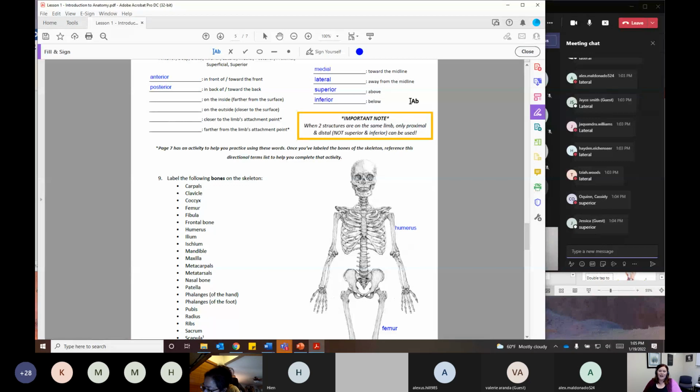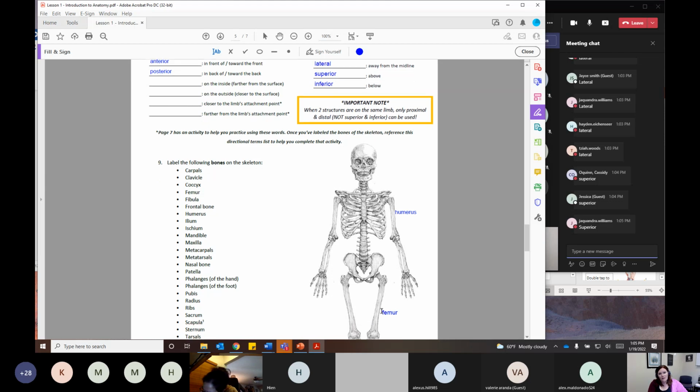Yeah, several of my friends in the chat beating me to it, right? So when I'm comparing the humerus to the femur, the humerus is above or it's superior to the femur. When we talk about the femur compared to the humerus, the femur is below or inferior to the humerus. So above and below, superior and inferior.